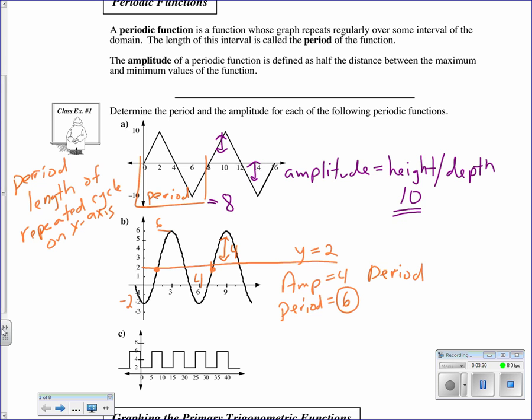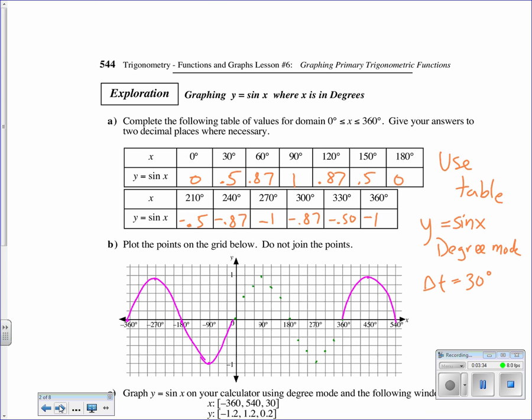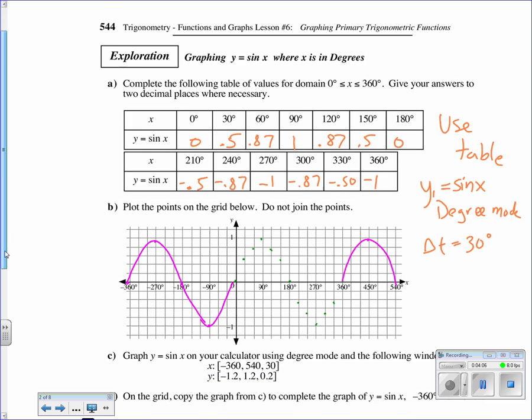Turn the page over. In the presence of some students here this evening, I figured out the table of values from 0 to 360. So I used the table setting. I entered y1 as sine x, so I'm in degree mode. And my change in my table, my change in t value for my table set is 30 degrees. So I can get a record of my table of values. And I plotted those points in green.